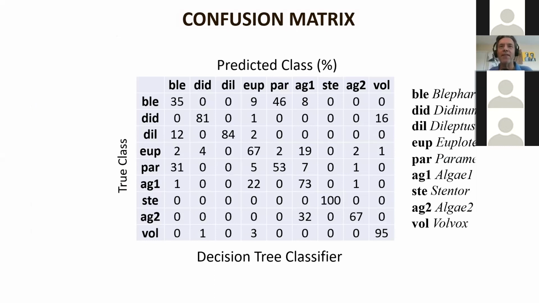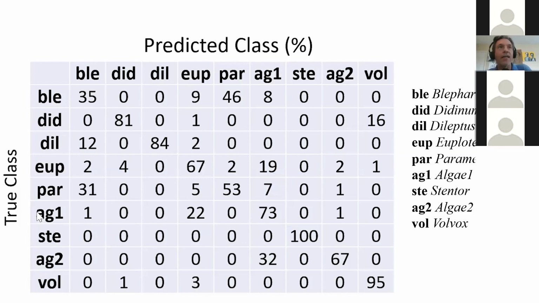This one I love the most. This is called the confusion matrix. And it looks probably confusing to you, but it basically says on the left is what the creature really is. So let's pick PAR, which is paramecium. I give it a paramecium, and 53% of the time it says it's a paramecium. This is what it guessed. But 31% of the time it says it's a blepharisma.